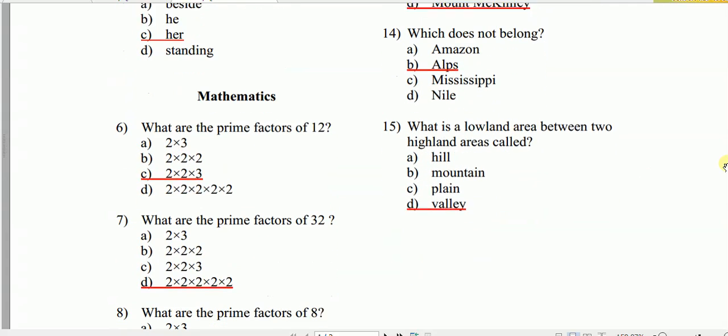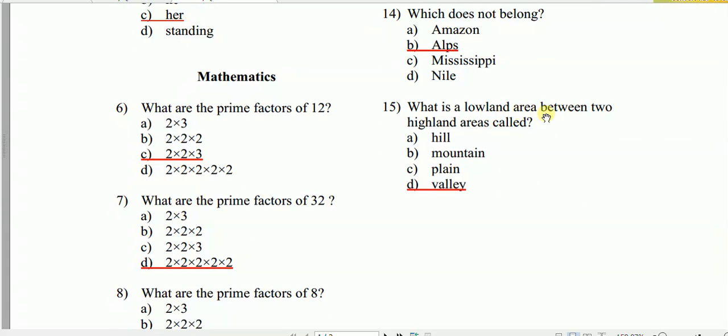Let's go to number 15. What is a lowland area between two highland areas called? And that would be a valley. So we have various landforms, and the landform that is described here is a valley.